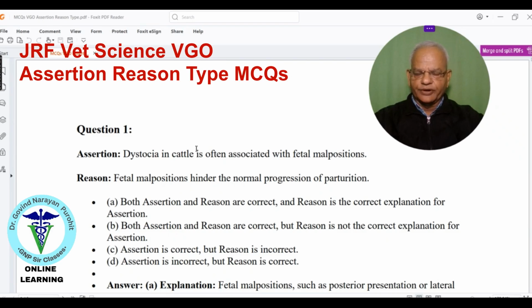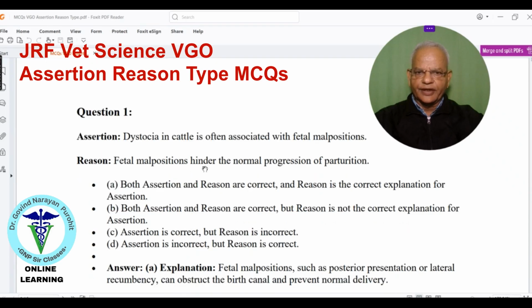with fetal maldisposition. And the reason given is fetal maldispositions hinder the normal progression of parturition. Now, the options given are: both assertion and reason are correct, and reason is the correct explanation for assertion. Both assertion and reason are correct, but reason is not the correct explanation for the assertion. Assertion is correct, but reason is incorrect. Assertion is incorrect, but reason is correct.